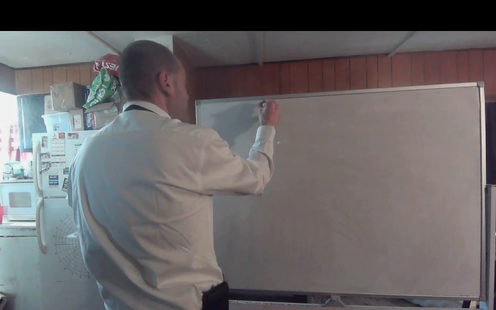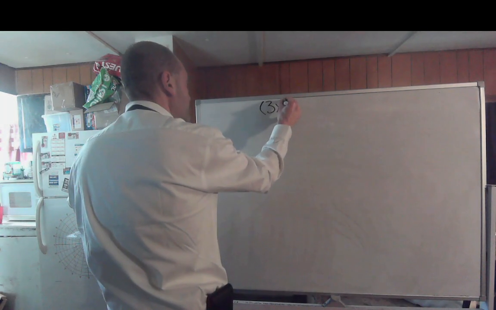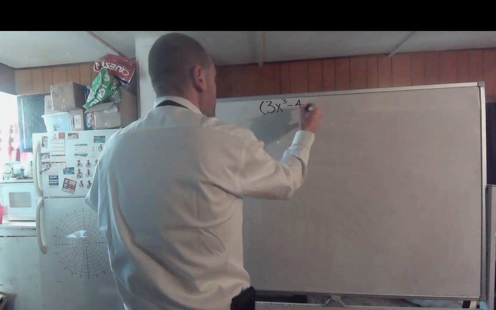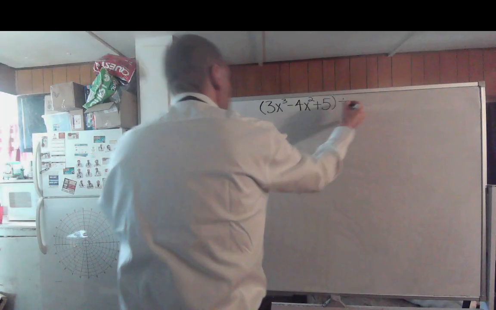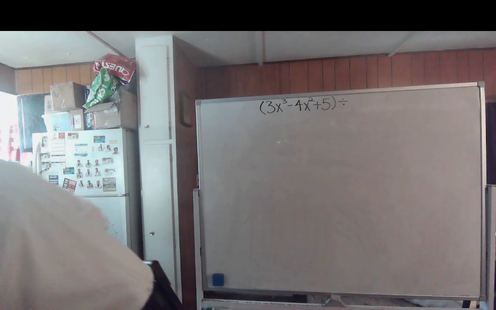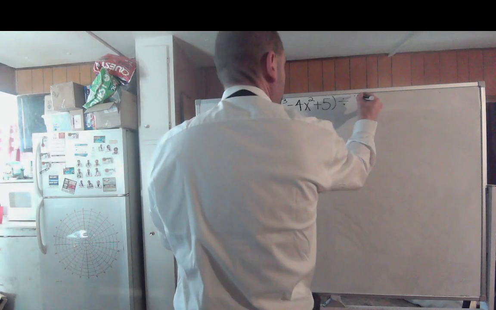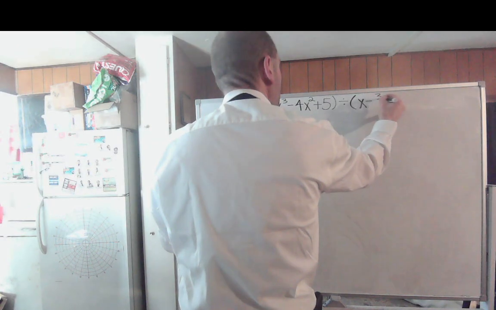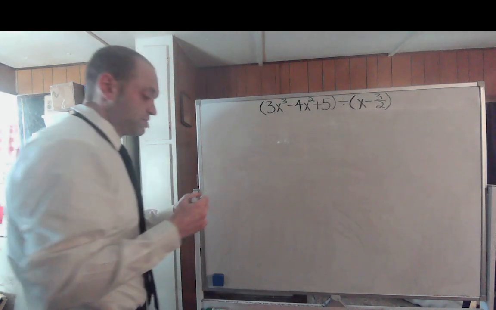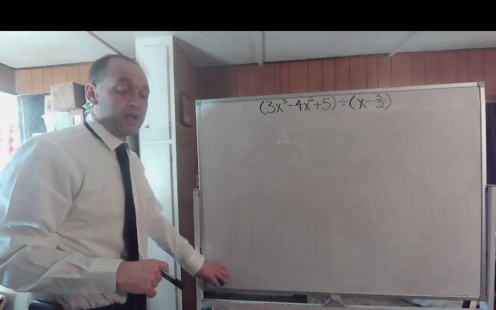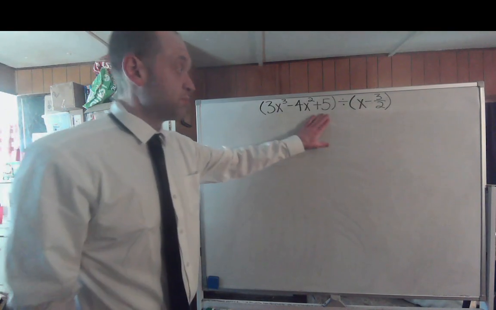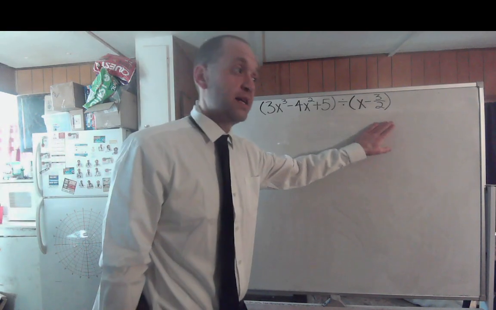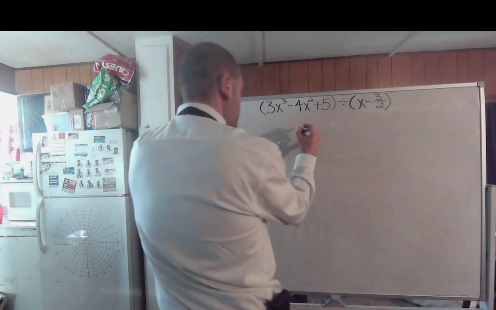All right, so we have 3x to the third minus 4x squared plus 5, all that divided by x minus 3/2. Yes, you actually can have divisors that are fractions or decimals. It happens all the time, actually. So 3x to the third minus 4x squared plus 5, all that divided by x minus 3/2. So let's go ahead and set up our table for synthetic division.